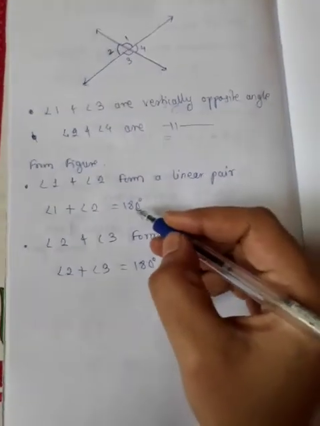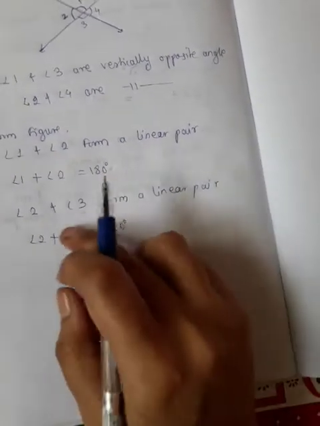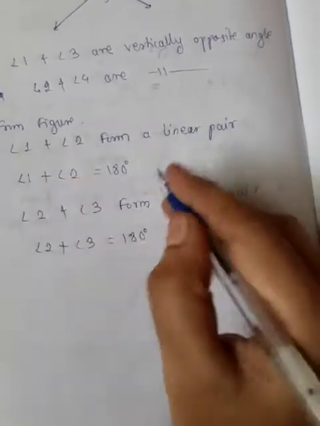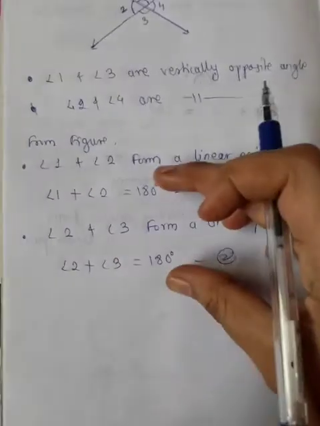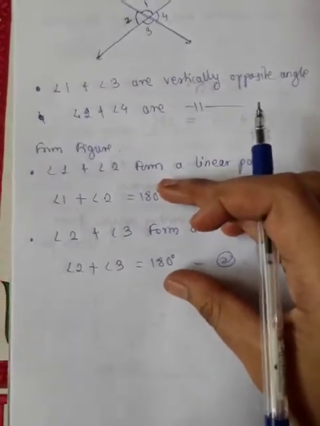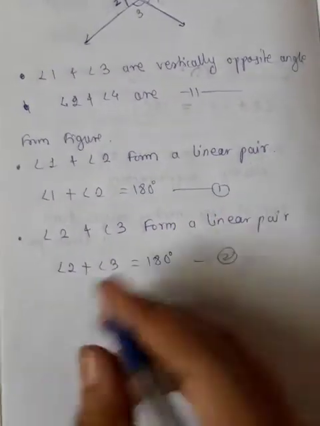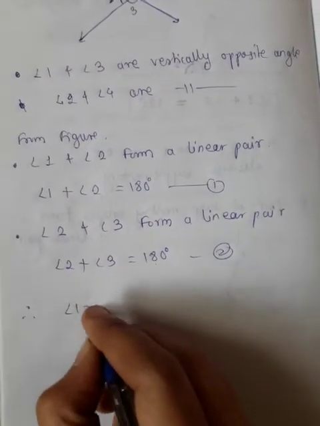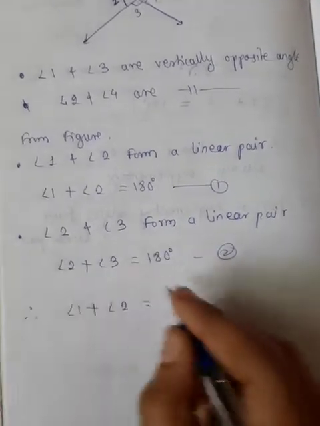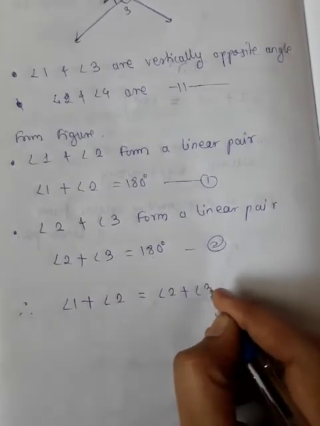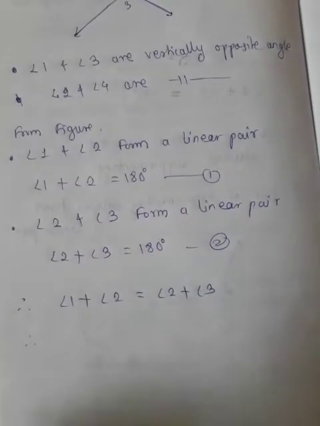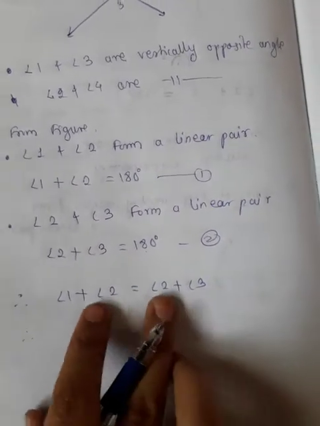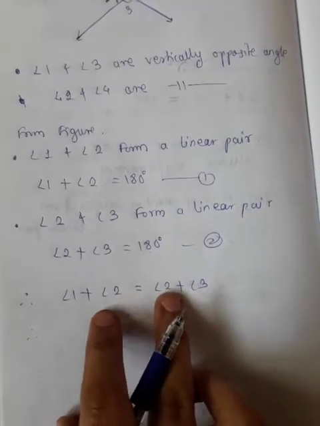So see here, this is 180, this is 180. This is the RHS of the first equation, and this is the RHS of the second equation. As their RHS are the same, their LHS will also be the same. So therefore, angle 1 plus angle 2 is equal to angle 2 plus angle 3. Now see here, angle 2 and angle 2 are the same quantity on both sides, so we can remove it.